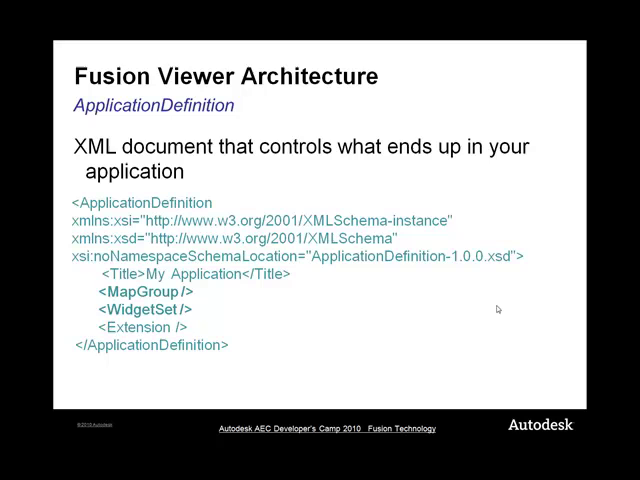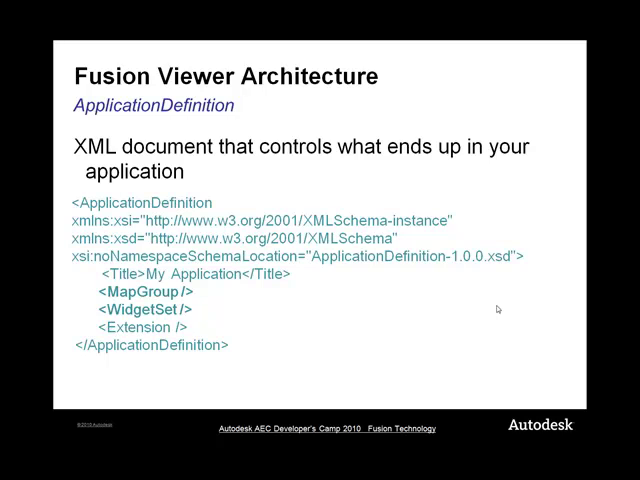Here is the basic structure of application definition XML. An application definition conforms to the application definition.xsd schema, which can be found at the server folder of the MapGuide server. Now let's look at these sections.